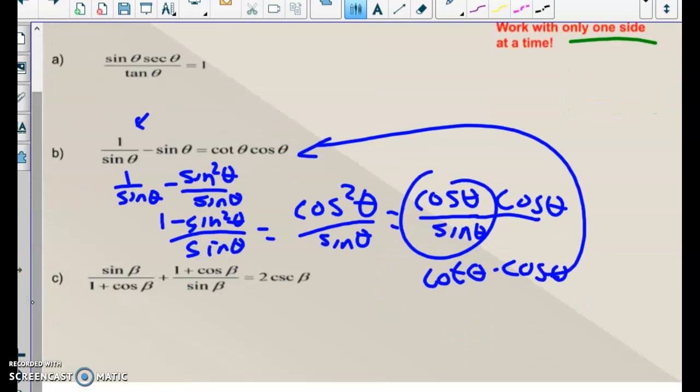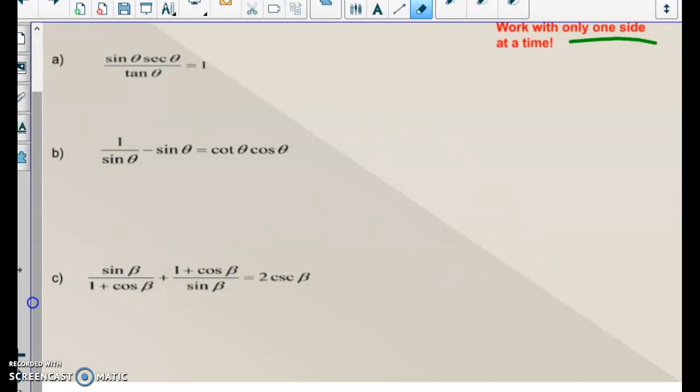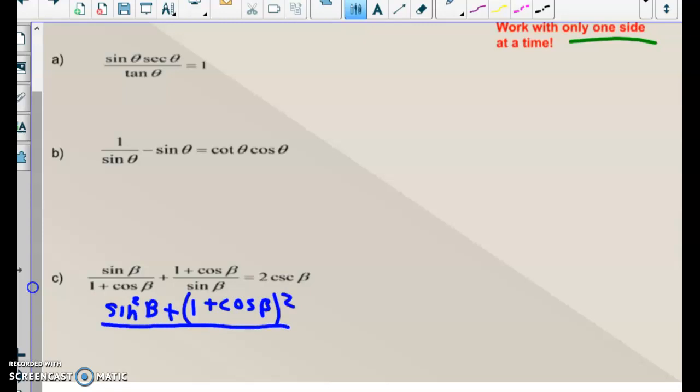And we got one more of these. Let me erase so I have enough room. Make sure you're pausing these. I'm going to do my common denominator again. And so I'm going to have sine squared plus 1 plus cosine beta squared all over sine beta times 1 plus cosine beta equals this 2 cosecant.